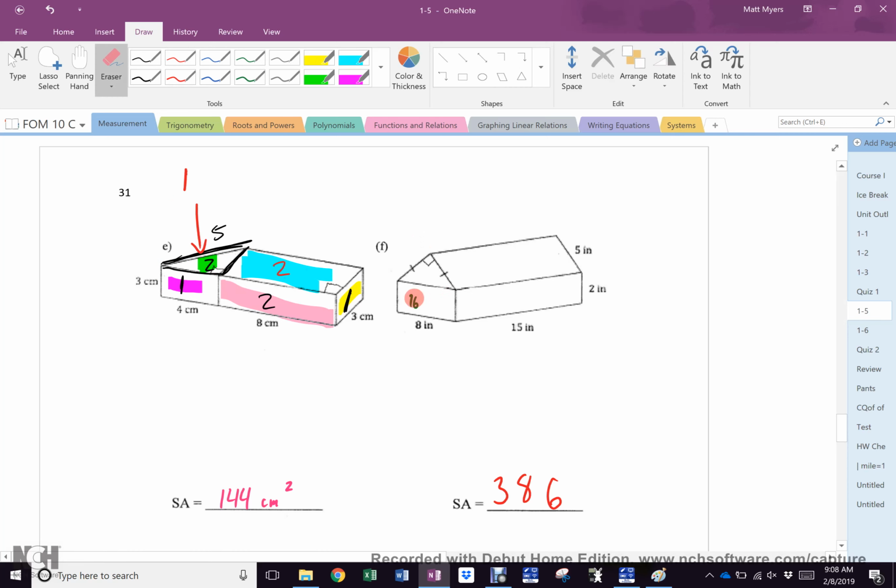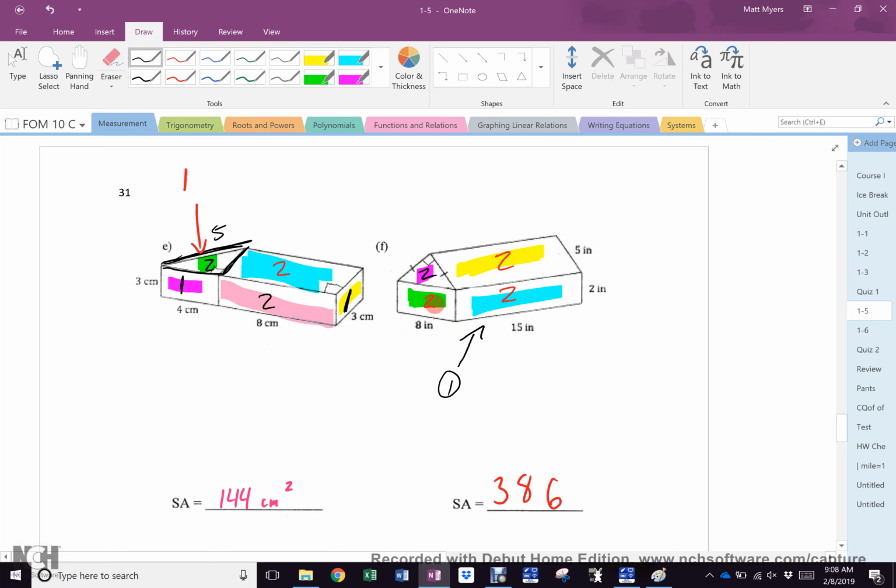Same thing over here. How many of those are there? 2. How many of those are there? 2. How many of those are there? 2. And how many under there? 1. Find all your faces and add them up.